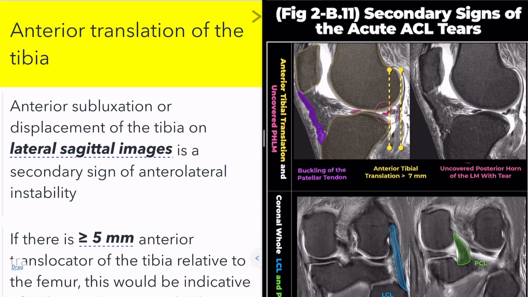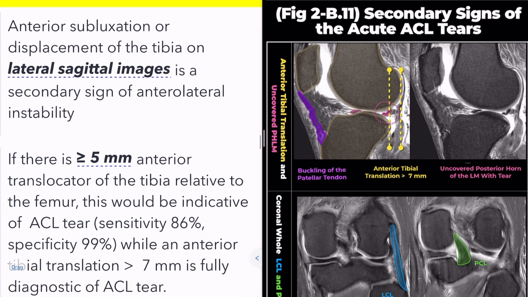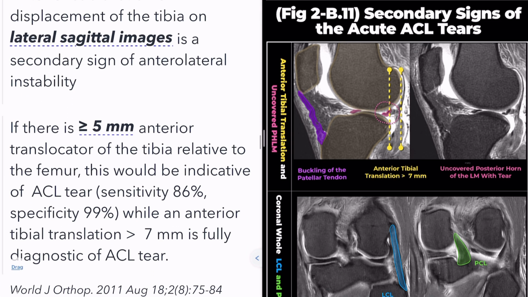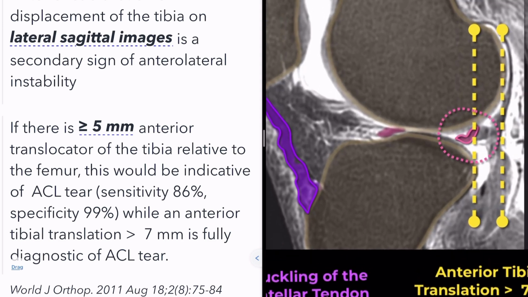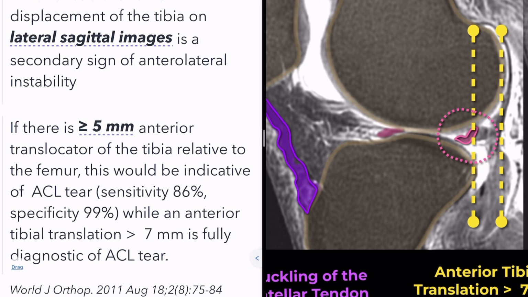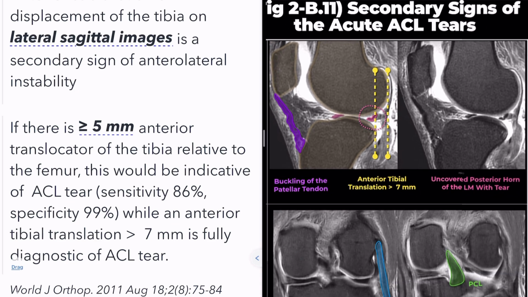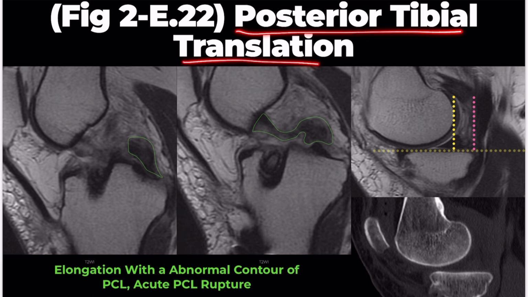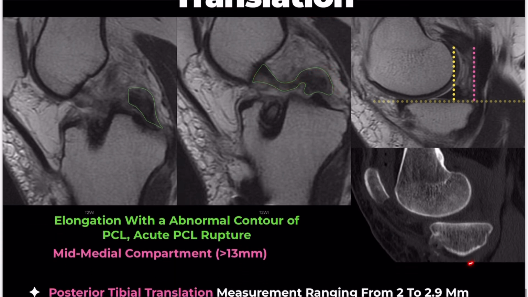At the mid-sagittal plane of the lateral femoral condyle, a line is drawn through the most posterior corner of the lateral tibial plateau, and the second line is tangent to the most posterior aspect of the lateral femoral condyle. Anterior tibial translation between 5 and 7 mm is suggestive, and over 7 mm is diagnostic of anterior cruciate ligament tear. This should be measured at the lateral femoral condyle, not the medial one. As a reference, posterior tibial translation in PCL tear is measured at the medial femoral condyle.